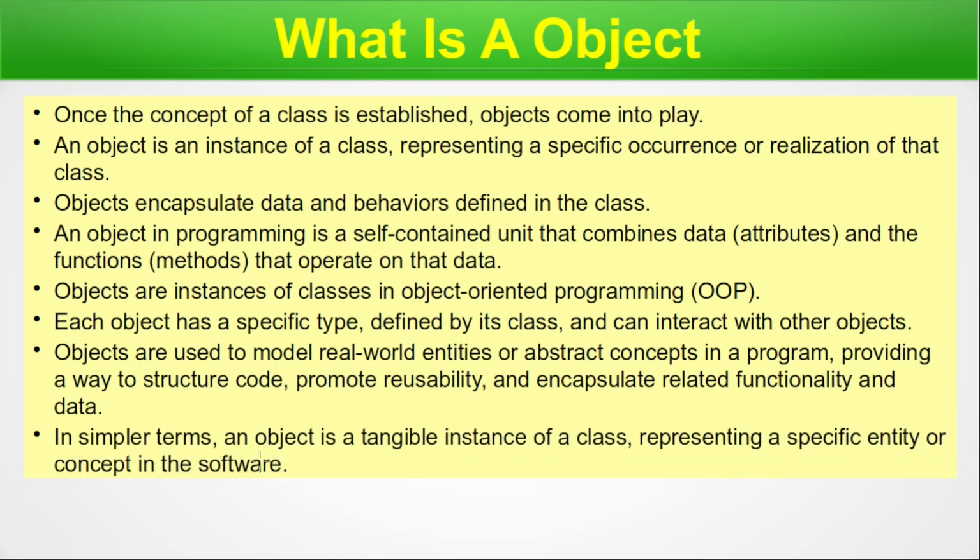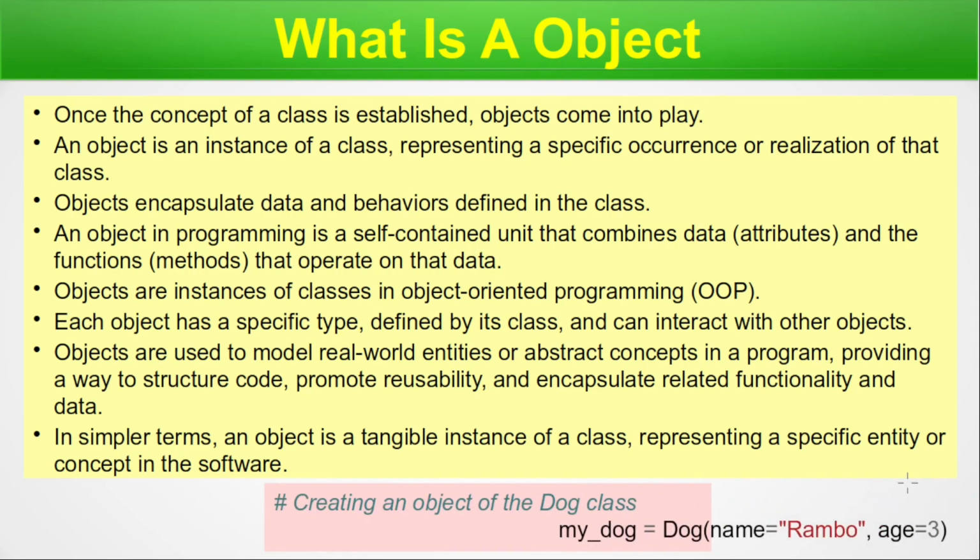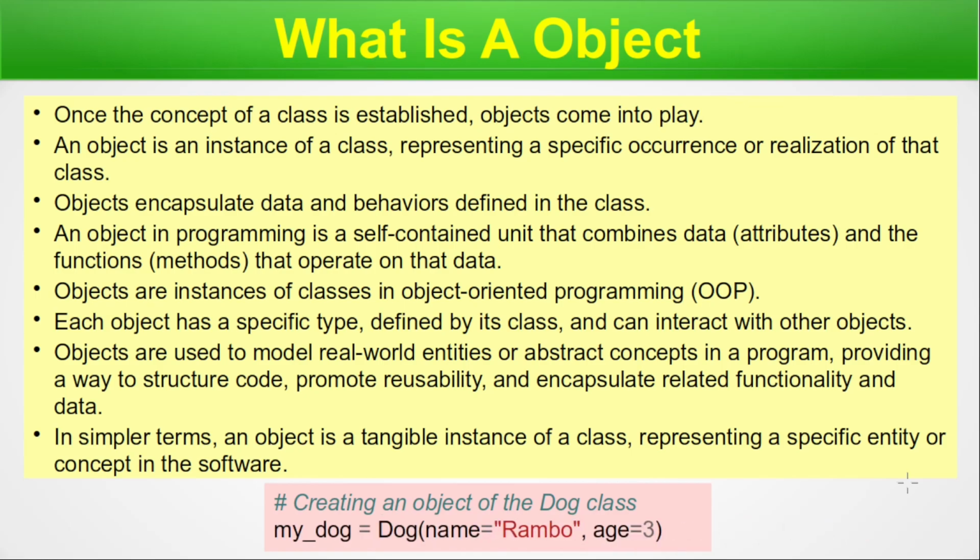In simpler terms, an object is a tangible instance of a class, representing a specific entity or concept in the software. This is a very important line that defines the code. Let us see the code. Now, remember we have defined a class Dog in the previous slide. Now let us create the object of that Dog class. Now we have created an instance. So here the instance name is my_dog.